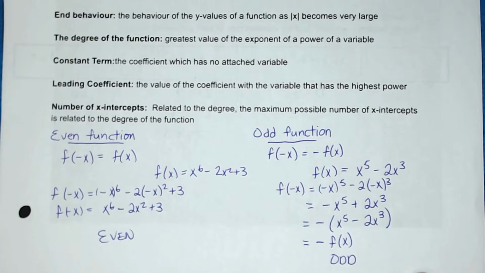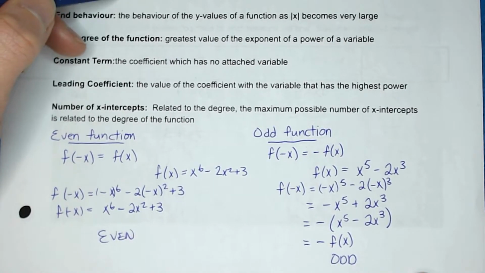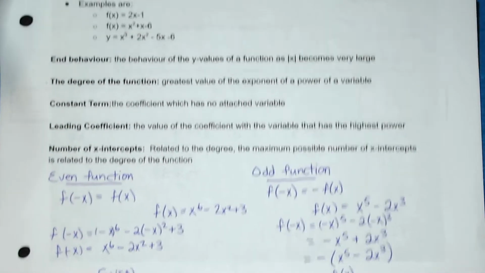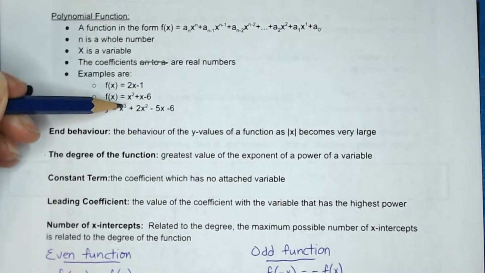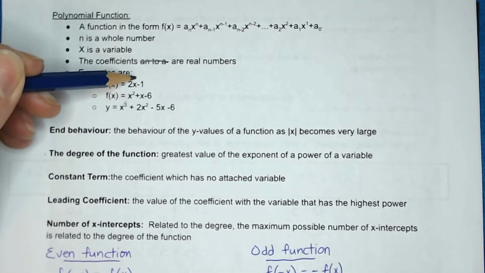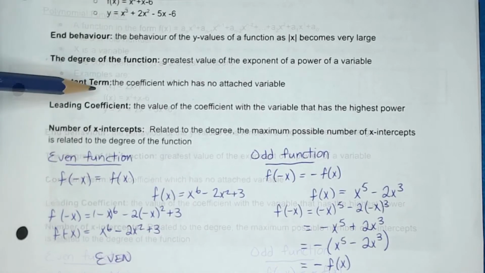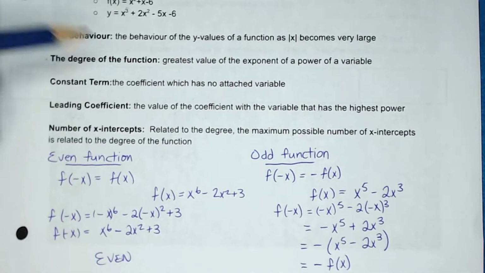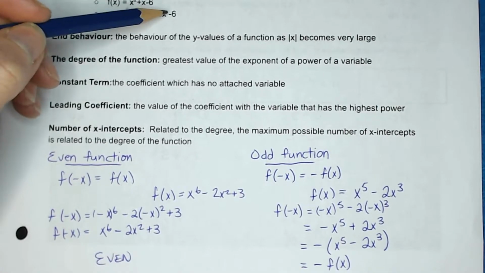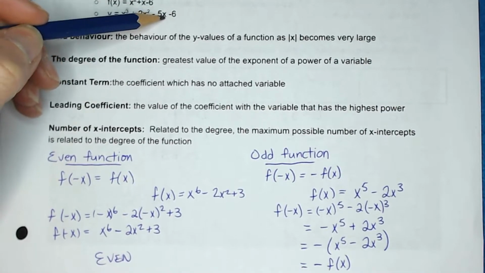The degree of the function, you just want to look at the highest exponent available. So for example, the degree of this one is 3, this one is 2, and this one is 1. The constant term in a function is the coefficient which has no attached variable. So in this example above, of course, it's minus 6.